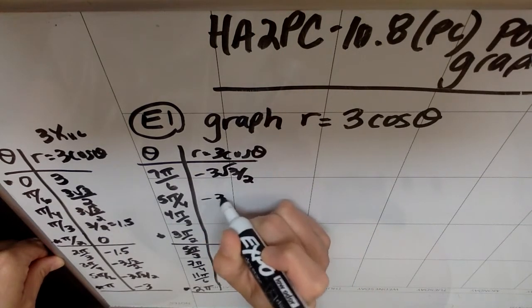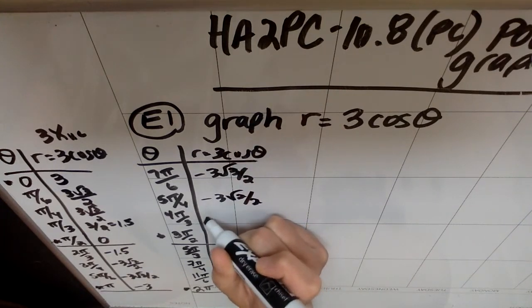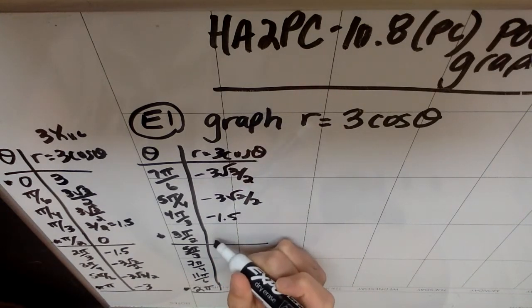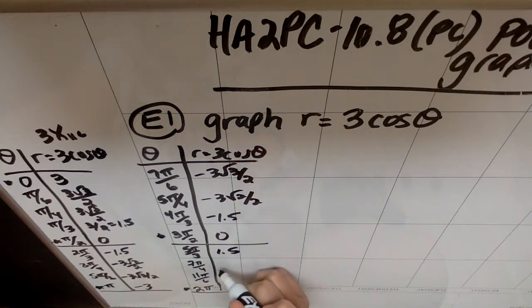And this will be another one of the 3 root 2 over 2s. Again, negative. This will be another of the 3 halves, which is negative 1.5, and this is going to be another 0, right? This will be another of the 3 halves, but this time we're back to being positive because we're in quadrant 4. This will be 3 times root 2 over 2 again. So you notice I'm getting the exact same values over and over again. This will be a 3 root 3 over 2, and this will be back to being a 3. Okay, so super good times.